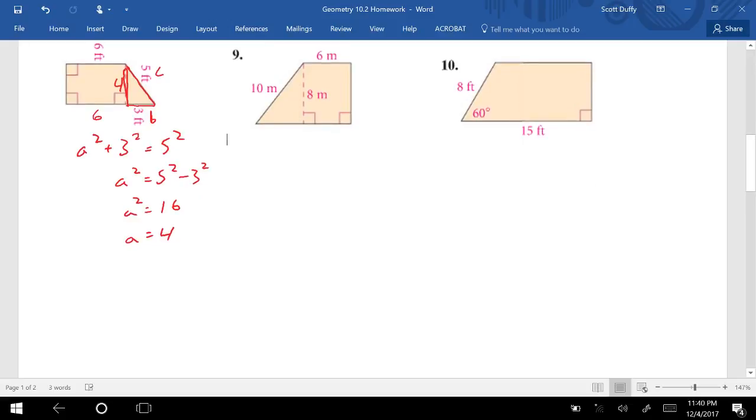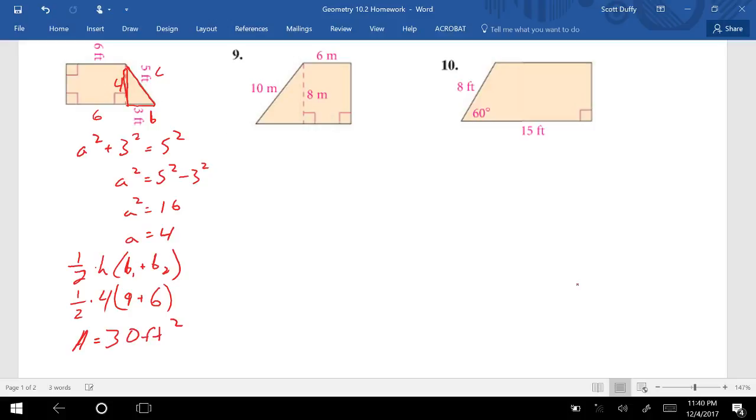From there, we do 1/2 times height times the sum of the bases. So the base on the bottom would be 6 and 3 would be 9, plus base 2, the top would be 6. The height is 4 as we found. Multiply it all by 1/2. Add 6 and 9. Then multiply by 4. Then multiply by 1/2, or divide by 2, however you want to think about it. But that will be 30 square feet.